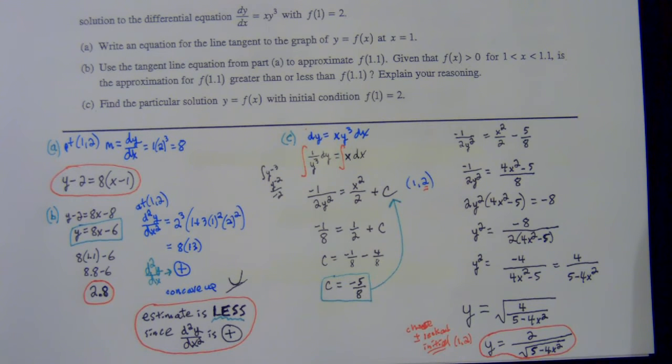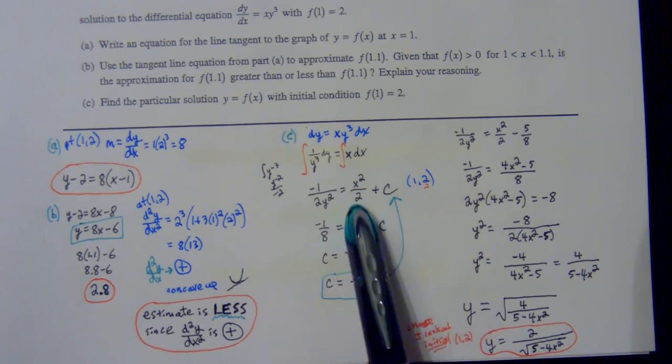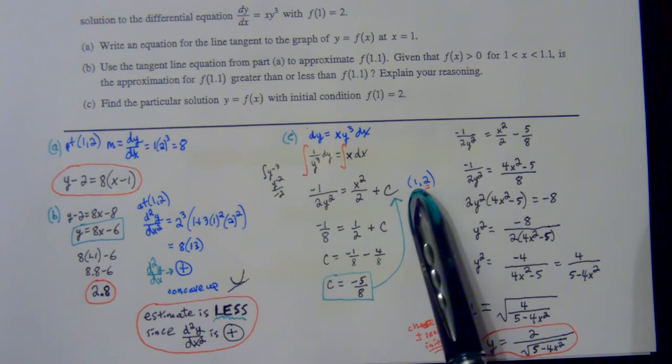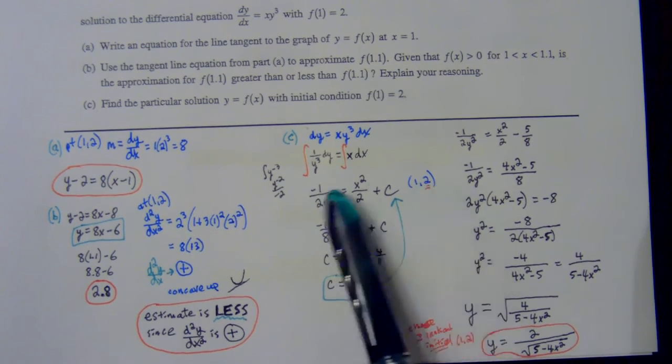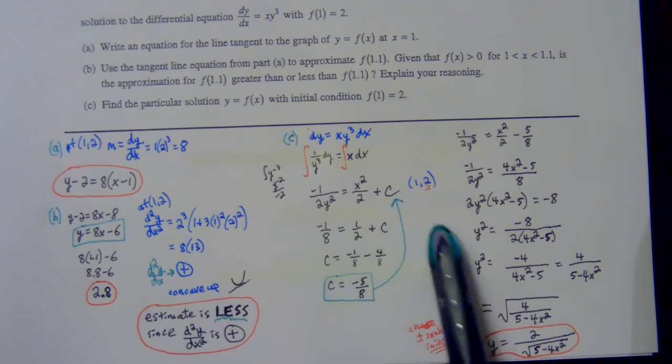So you integrate that, you're going to go y to the -2 divided by -2. Get rid of those negative exponents there. That's as easy, x squared over 2. Remember to plus C right away. And then right away, take that point that they give us, plug the 2 in for the y, plug the 1 in for the x, solve that.